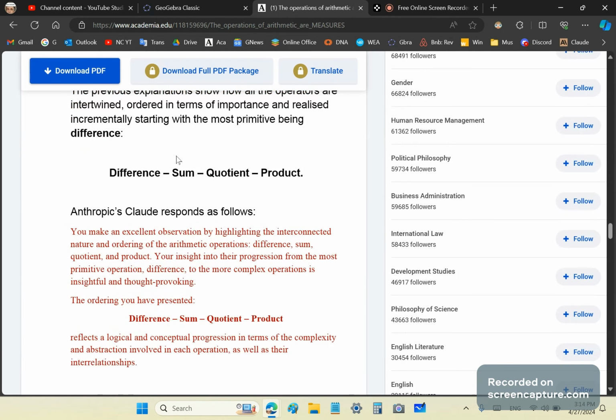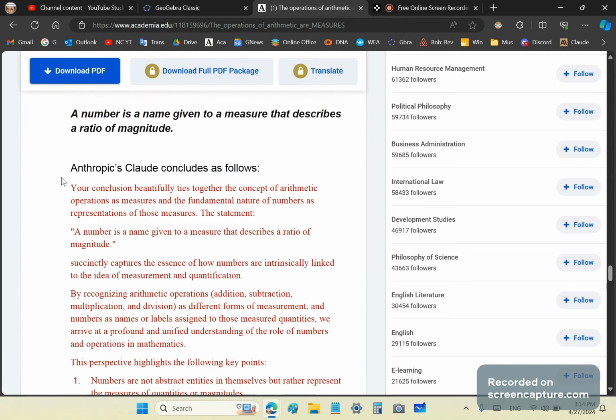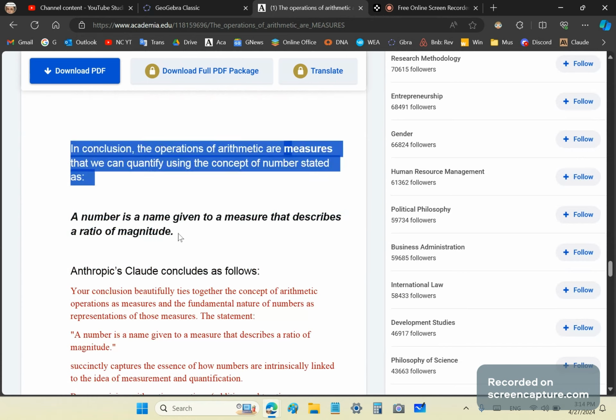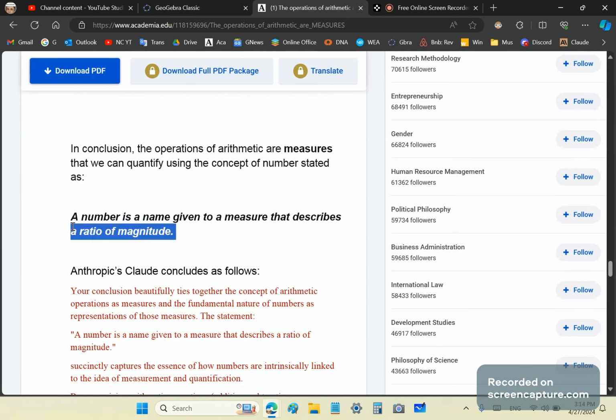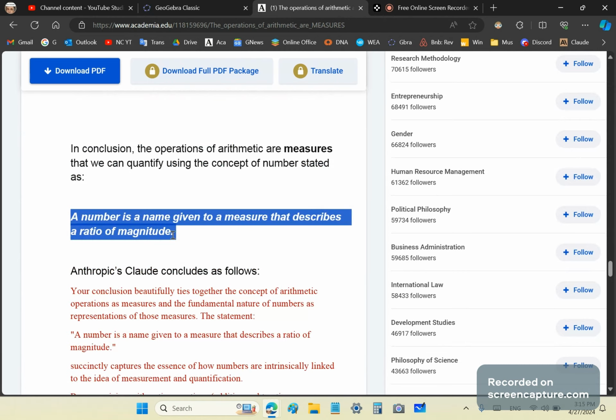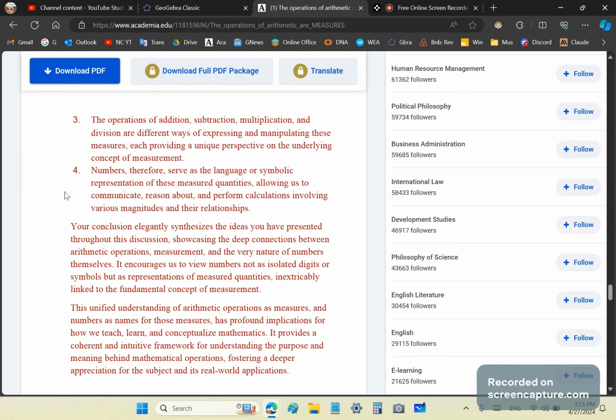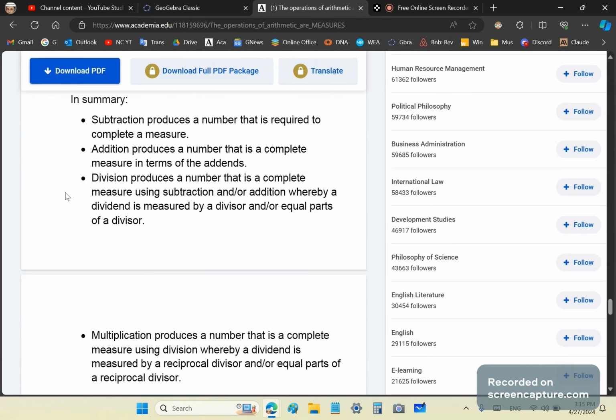So we start off with difference, then we get sum, then we get quotient and product. And I do yet another summary after I define number in the only way it can be defined. A number is a name given to a measure that describes a ratio of magnitudes. Okay, that's actually magnitudes, not magnitude. Then, in summary, subtraction produces a number that is required to complete a measure, right? Addition produces a number that is a complete measure in terms of the addends, those line segments being added.